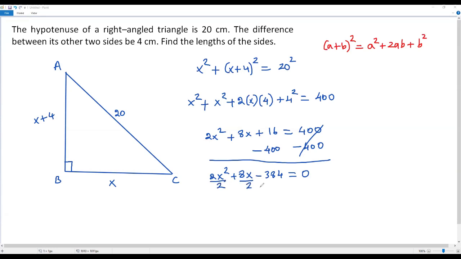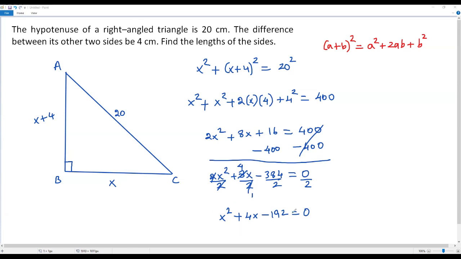Let me do it. Here 2 will cancel out, and 2 goes into 2 1 times, 2 goes into 8 4 times. So here when I divide this 384 by 2, I'm getting 192. Let me write it out here: x square positive 4x negative 192. Here on the right side, when I divide 0 by 2, it's still 0. Now usually when we solve the quadratic equation, we'll be getting two values for the variable x.